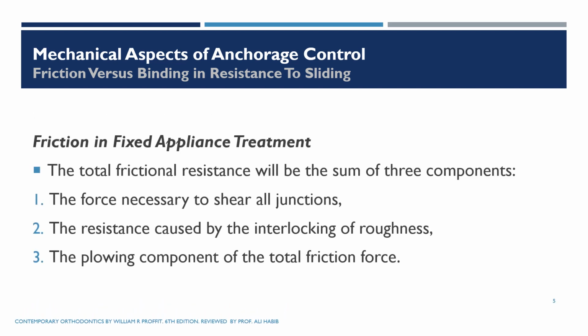Factors that affect friction: the one we mentioned in the previous slide, the force necessary to shear the asperities, the junctions between the two surfaces, and then the resistance caused by the interlocking of roughness between the two surfaces. So it depends on the size and shape of the asperities, like whether they are large or pointed. We need force to overcome this resistance. The third important factor is the plowing component of the total friction force.